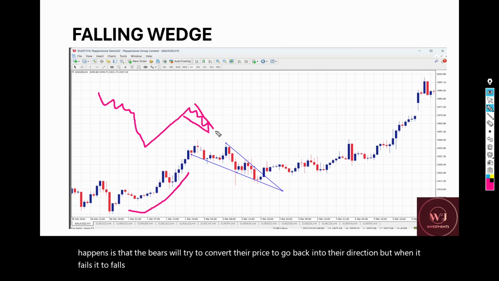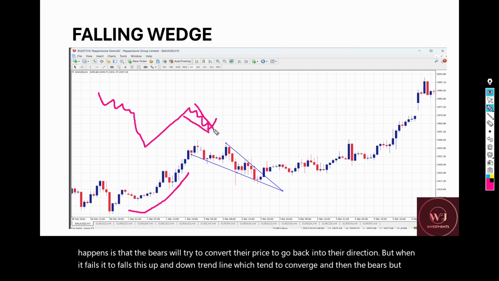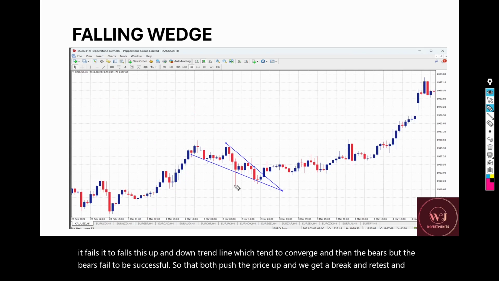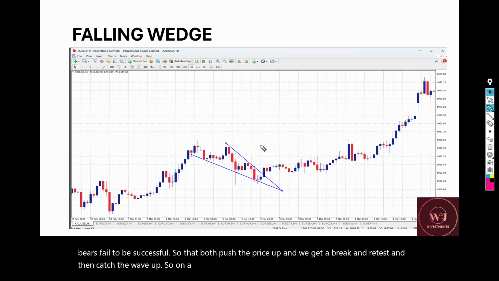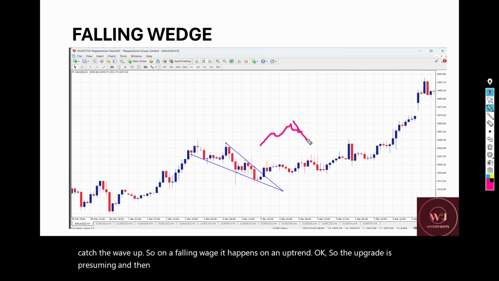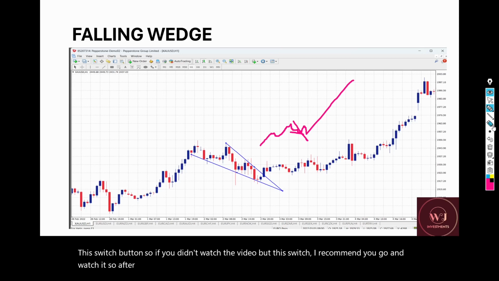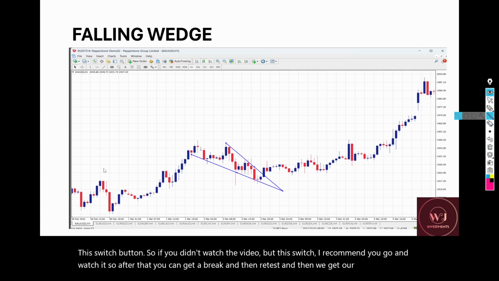this up and down trend line which tend to converge, and then the bears fail to be successful, so the bulls push the price up and we get a break and retest and then catch the wave up. So on a falling wedge, it happens on an uptrend. Okay, so the uptrend is resuming and then we get this wedge pattern. So if you didn't watch the video about this wedge, I recommend you go and watch it. So after that, you can get a break and then retest, and then we get our continuation into the uptrend.